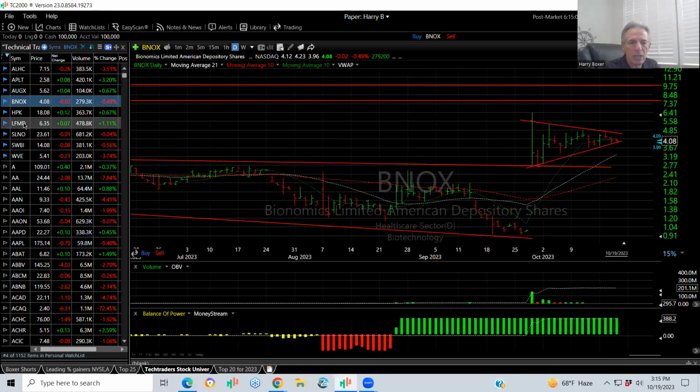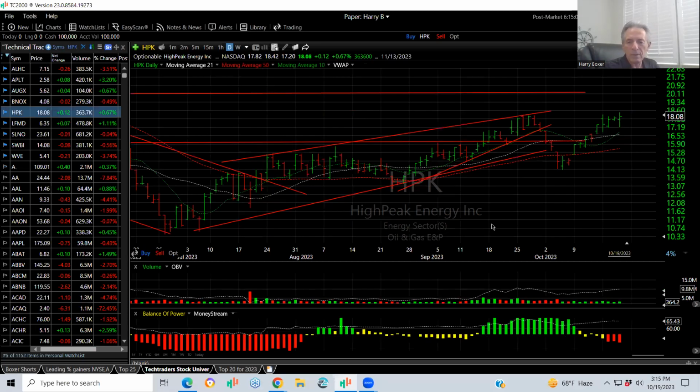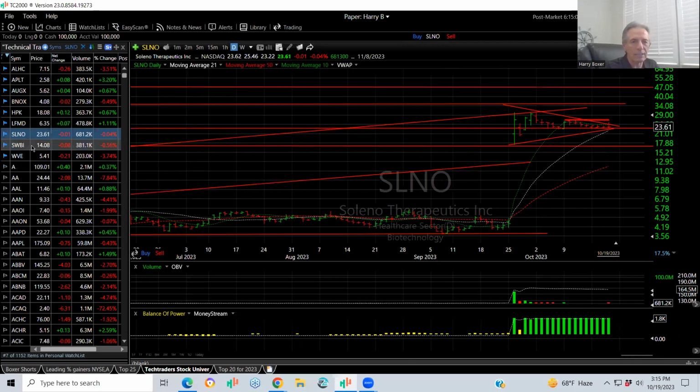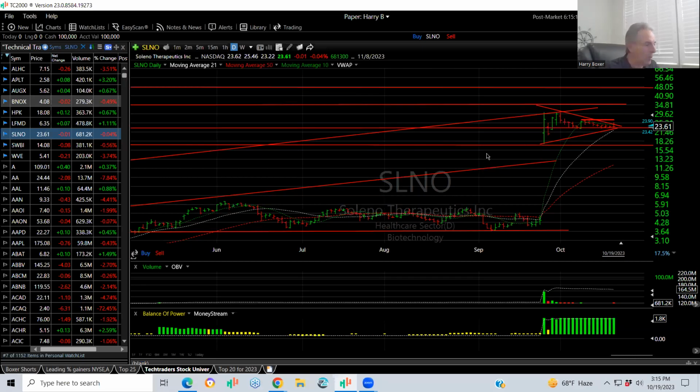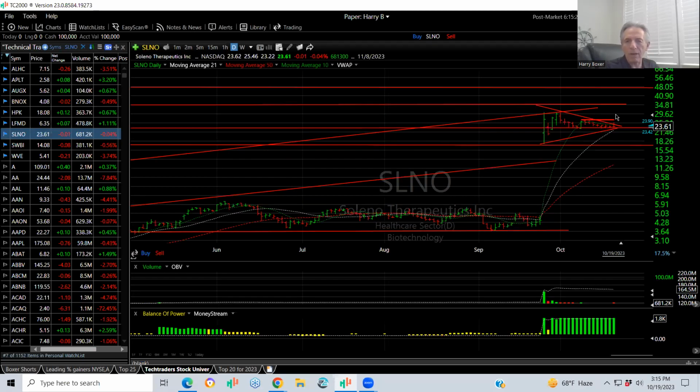The other one is, gotta find it. There it is. SLNO, a major breakaway gap, and it is forming a coil. Now these two stocks, SLNO and BNOX, both of them could explode out of here, and I wouldn't be shocked to see BNOX be 6, 7, or 8 or more, and SLNO, which had exploded like that, run into the mid-30s from 23 right now.